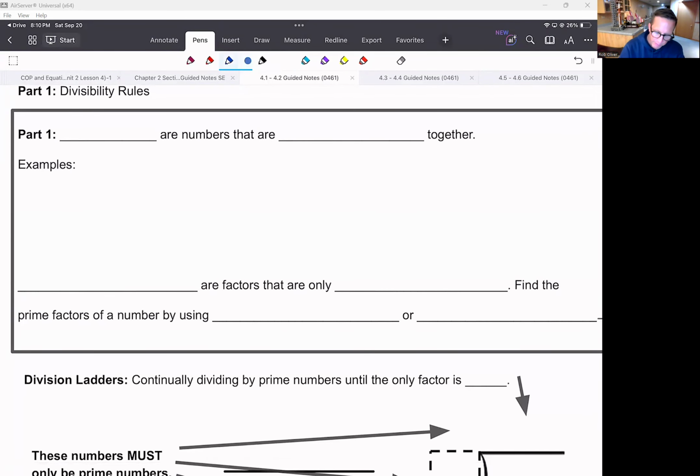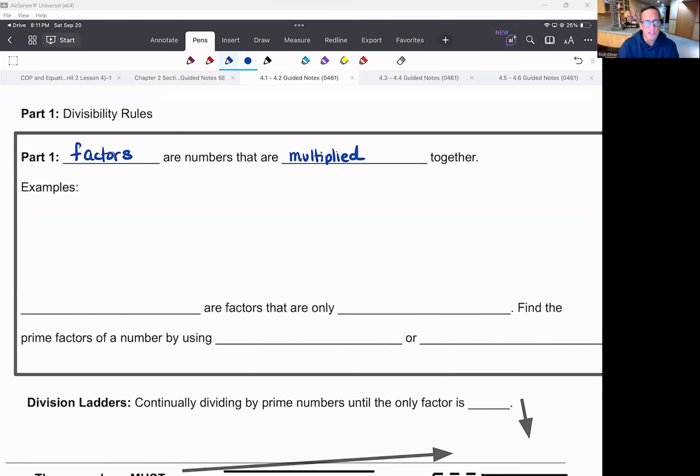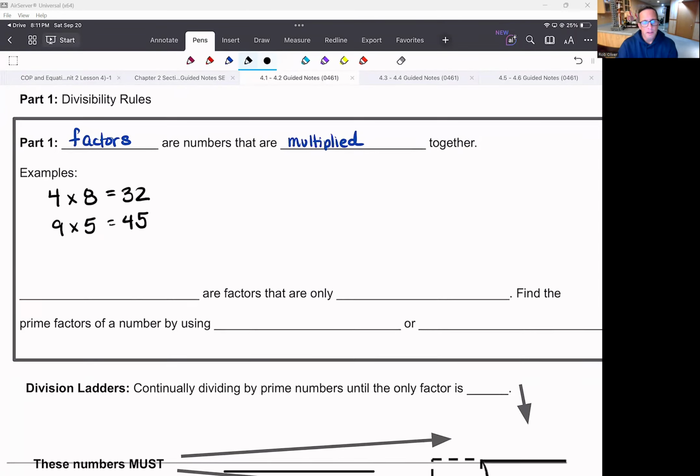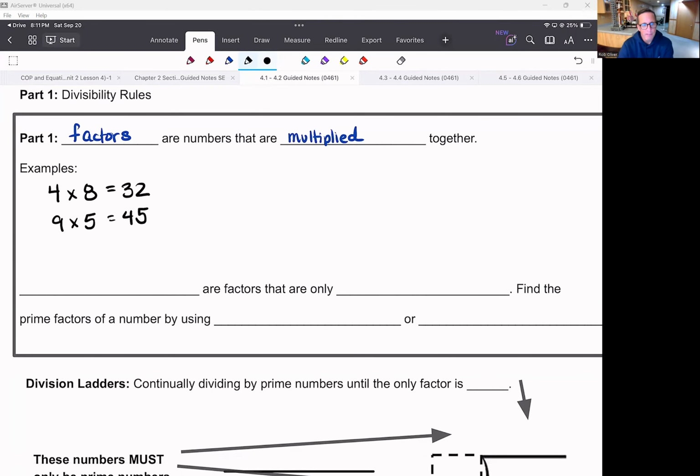Okay, so the next part right here, for this part we've got factor pairs, or I'll just say factors. Factors are numbers that are multiplied together. I think I talked about that in an earlier section, but factors are multiplied together. There are lots and lots of examples, like 4 times 8. Those are factors of 32, right? 9 times 5, those are factors of 45, right? Lots and lots of examples of that.